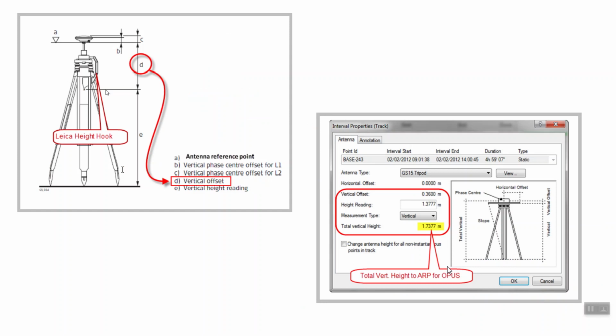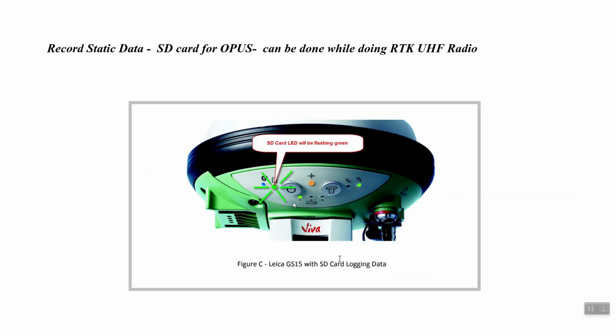If you're using a tripod, here's a diagram: the tripod setup, the antenna, there's the ARP, and here's the height hook. In this case, whatever you measure, you pull the tape down, it'd be metric in feet, drop down the metric, we're going to add 0.36 of a meter to that height measurement from the tape to get to the ARP. And when we add those, the offset and the height reading, that's the value we'll send into OPUS, okay?